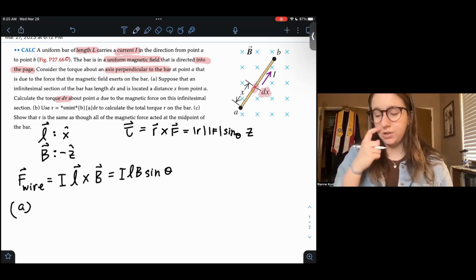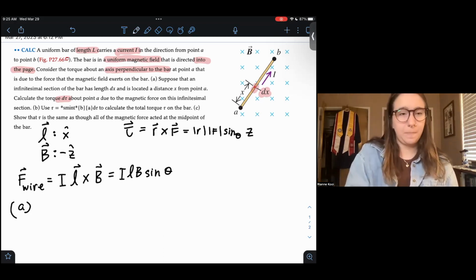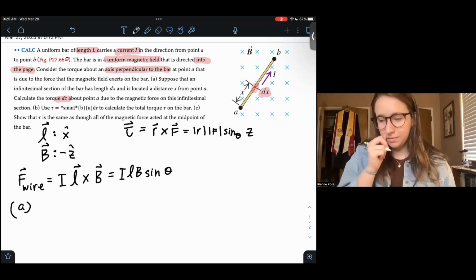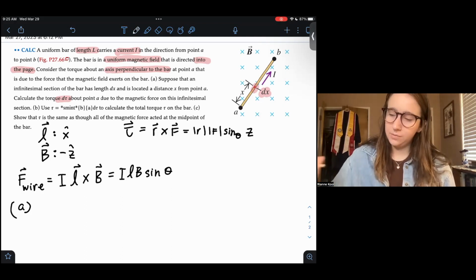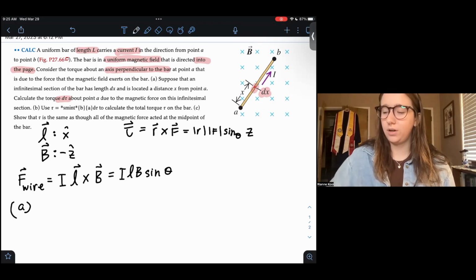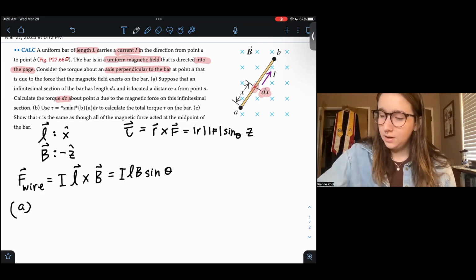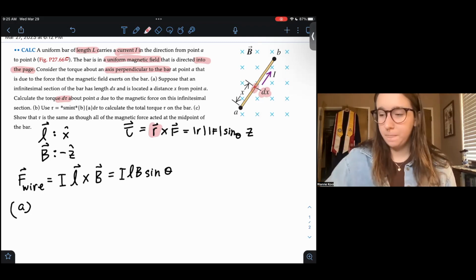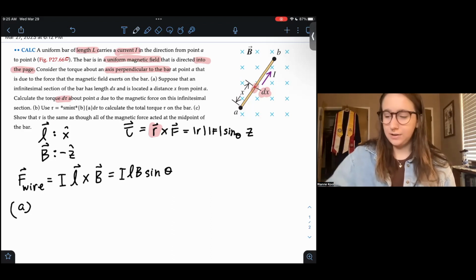So the first thing we want to do is find the force on that part, and more specifically, our dF. Because if we're looking at this, the one thing that's not changing in our torque is our length. So this radius thing right here is not going to be changing, but our force could be. So let's find our dF.